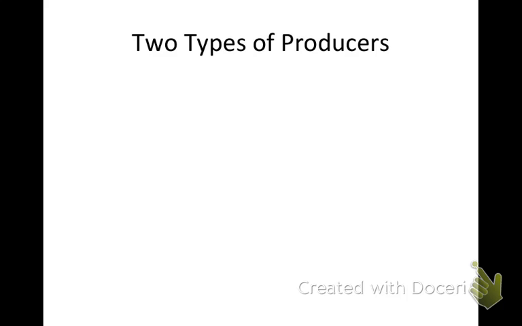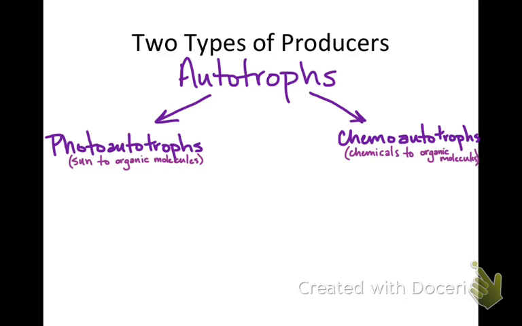So when you're looking at the producers, I've already hinted that there are two types of autotrophs. Those two types are your photoautotrophs and your chemoautotrophs, the ones that can convert sunlight energy to organic molecules and the ones that can convert chemicals to organic molecules. But the big picture here is they both create organic molecules using non-living sources of energy. And the primary form that they're going to create is glucose. It is the most easily accessible form of energy for most living things.